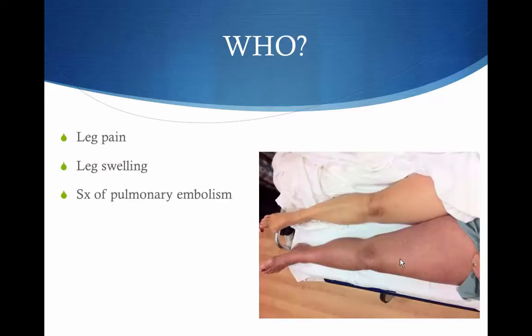So who should we do this on? Patients with leg pain or swelling, or maybe they have signs or symptoms of pulmonary embolism, and this is maybe part of your staged workup. If you're a medical student or a beginner to this type of ultrasound, who should you do it on? Anybody that's got legs, okay? Practice will make you good at this.